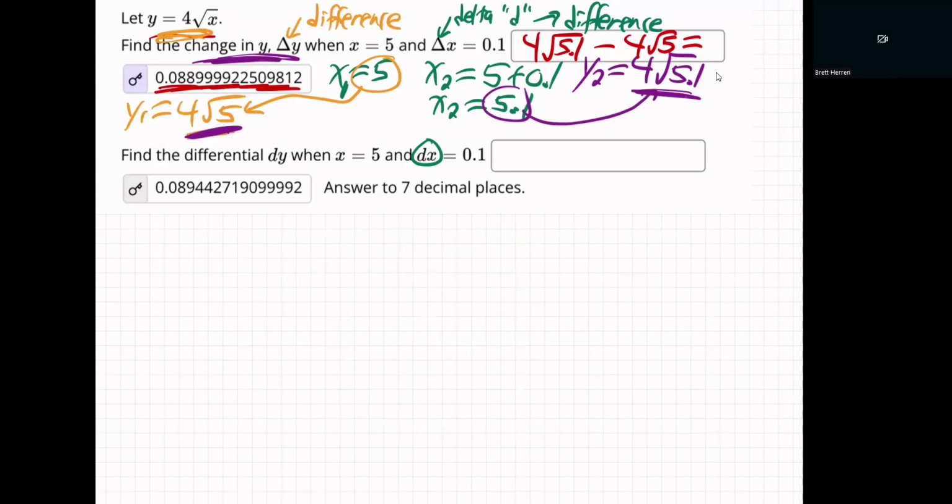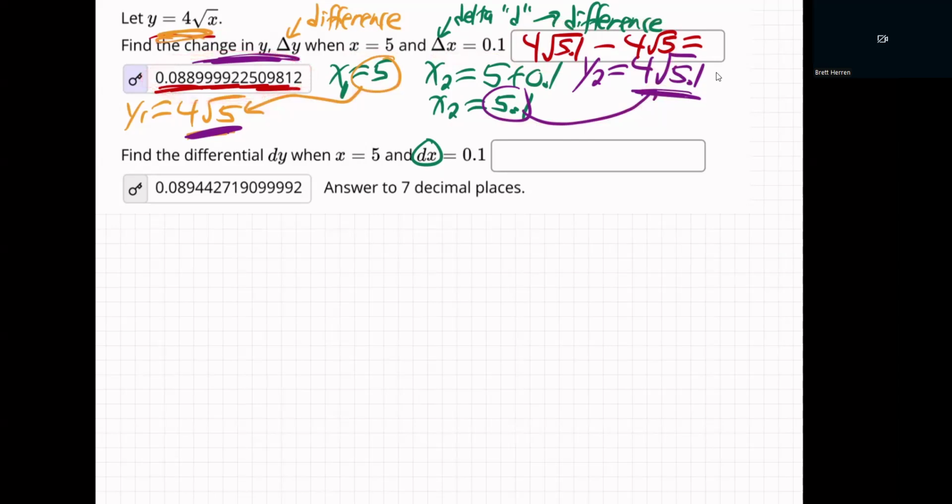So again, that first part is saying find the change in y, delta y, the difference in y, when you go from x is 5 to 0.1 further. A difference in x of 0.1 goes from 5 to 5.1. So you plug in 5 to the original function, it's 4 root 5. Then you plug in 5.1 to the original function, and you just subtract those, and you get that difference.